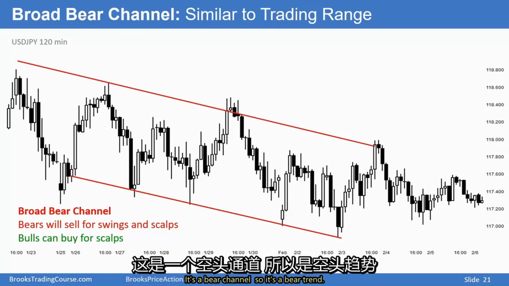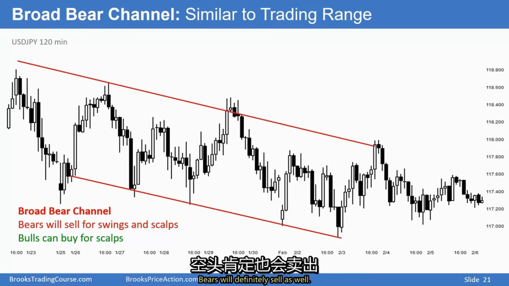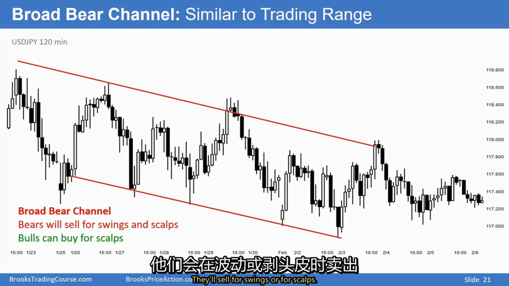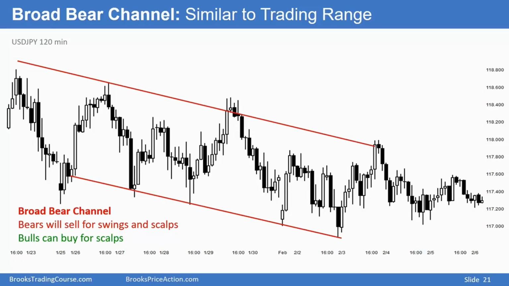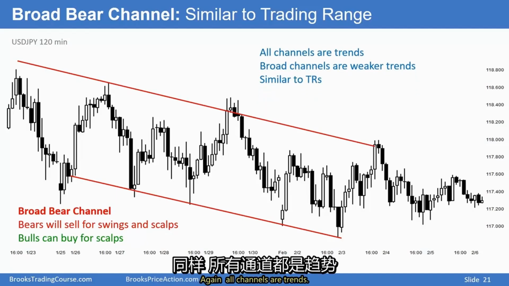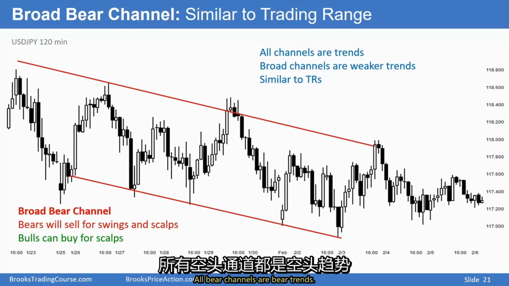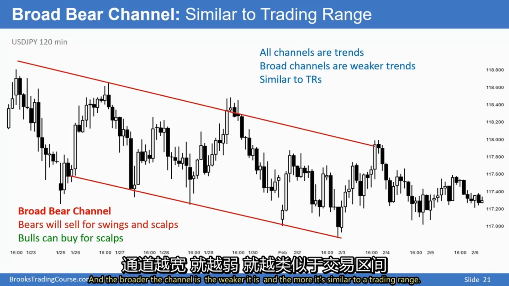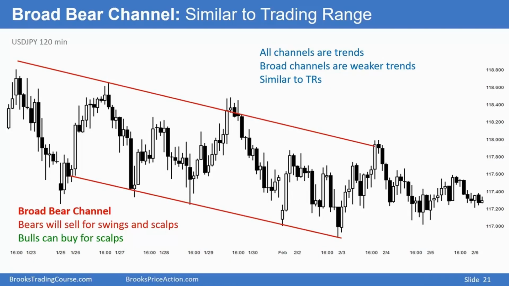It's a bear channel, so it's a bear trend. Bears will definitely sell as well. They'll sell for swings or for scalps. Again, all channels are trends. All bear channels are bear trends. And the broader the channel is, the weaker it is, and the more it's similar to a trading range.